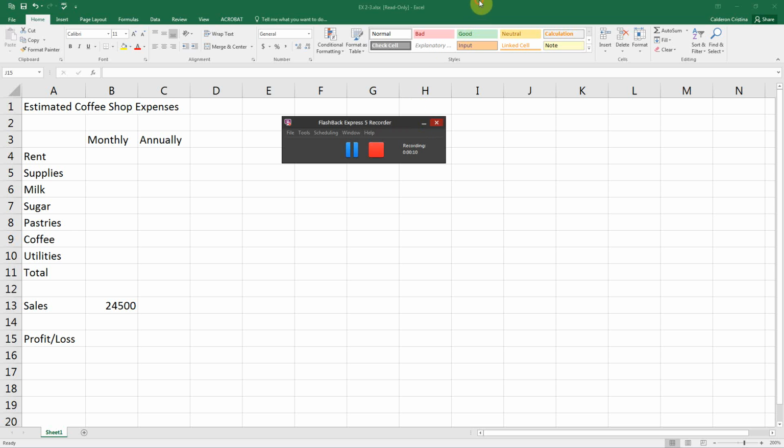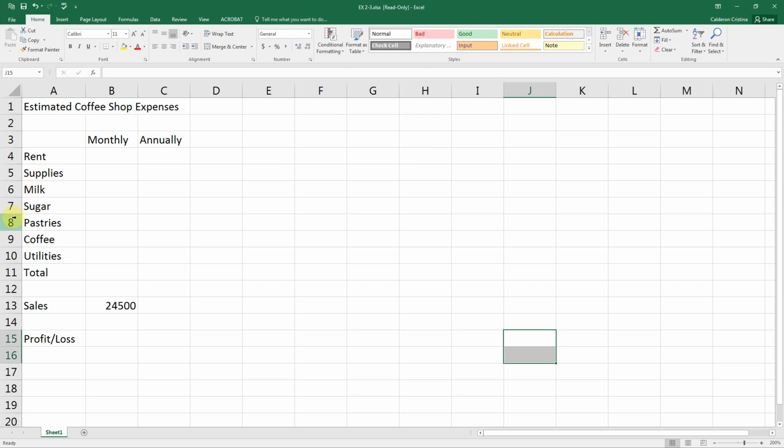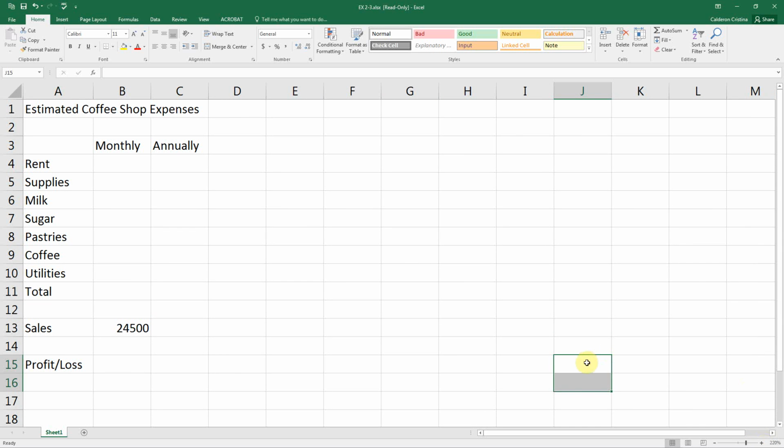We're going to go over an independent challenge one that you're supposed to be doing on your own, but I'm going to help you. On Excel 2-3, the data file that you get from Blackboard, you should open up something like this, the estimated coffee shop expenses. We're going to be talking about working with formulas and functions, and we have to match.